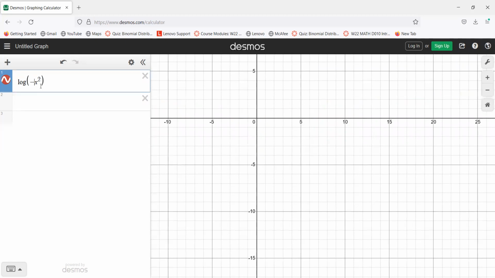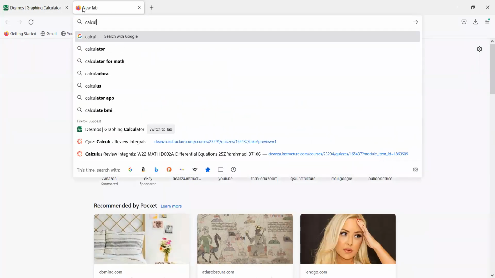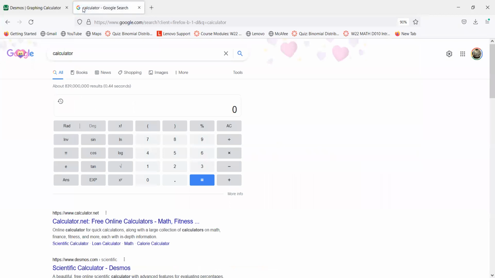Suppose I plug in 1 for this function. What is log of negative 1? Log of negative 1. Okay, let me use my calculator. Let me find log of negative 1. Error. Guys, the log of a negative number is not defined. Take a look at this.